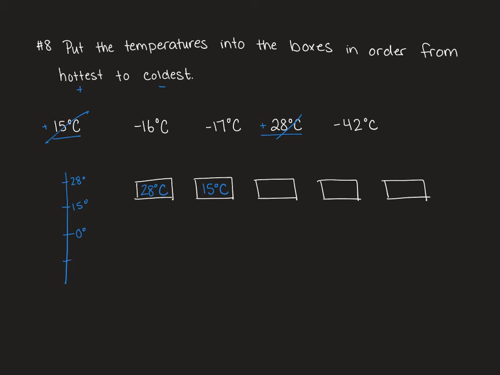So first on this line we would get to 16 and then 17, and then way at the bottom we would have 42. So we'll do them in that order as well. So negative 16 degrees Celsius, negative 17 degrees Celsius, and negative 42 degrees Celsius. So you notice it's like a 0 in the middle and the numbers go up on either side, right? 16, 17, 42 if you go this way, and 15, 28 to the left.